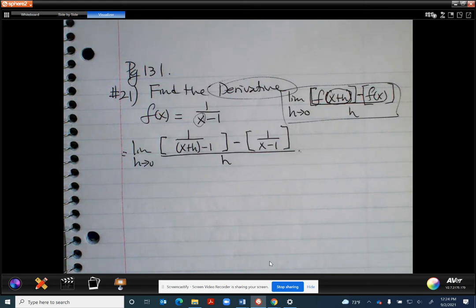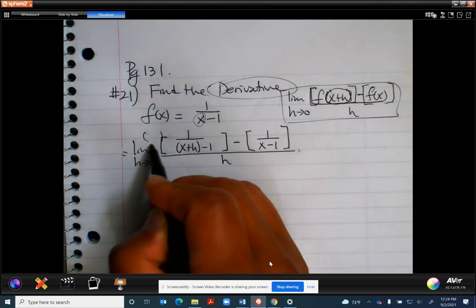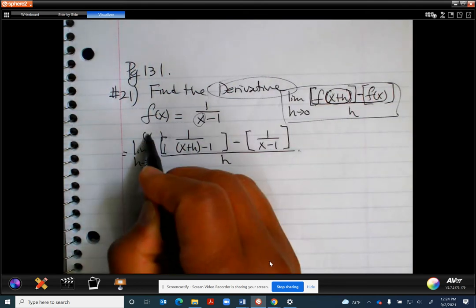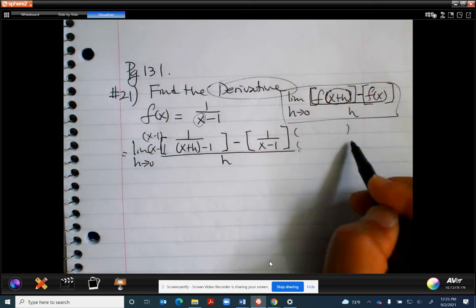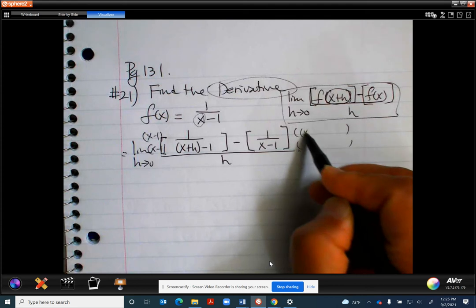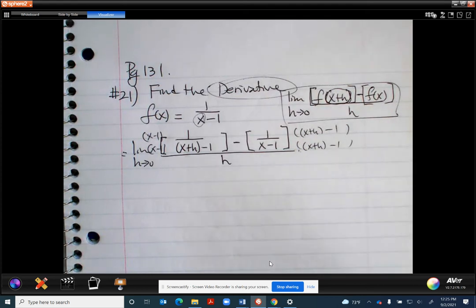How do we simplify those two fractions on the top? How do we simplify that? Because we can't use direct substitution. So what can we do? What do I need to multiply each one by? Common denominator. So I need to multiply this one by x minus 1, x minus 1. I multiply the other side by x plus h minus 1 and x plus h minus 1. Do not multiply anything. So stay with me.